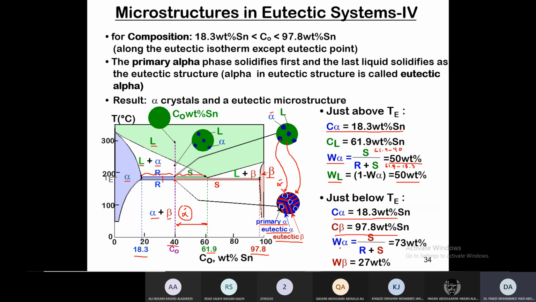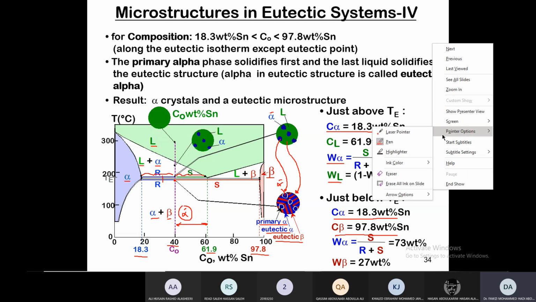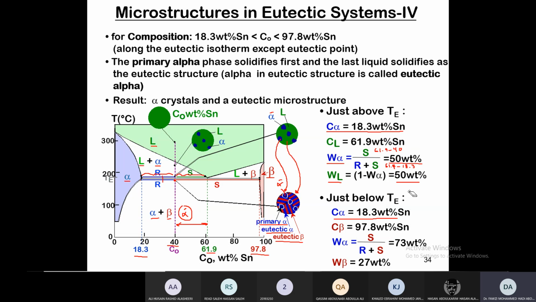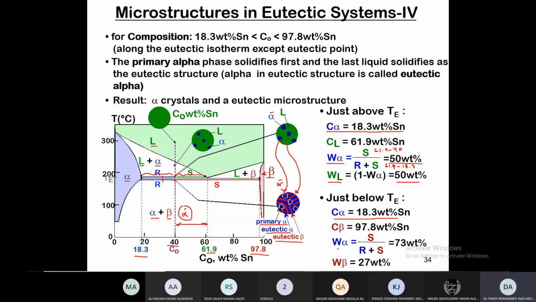The weight fraction of alpha is equal to all that S, because it's the far segment from the alpha phase here. It's equal to S divided by S plus R. And S is equal to, in this case, how much? It's 97.8 minus 40. So this is what S is: 97.8 minus 40.